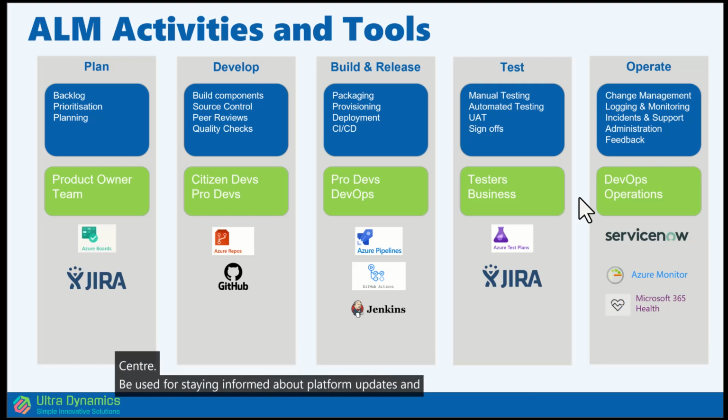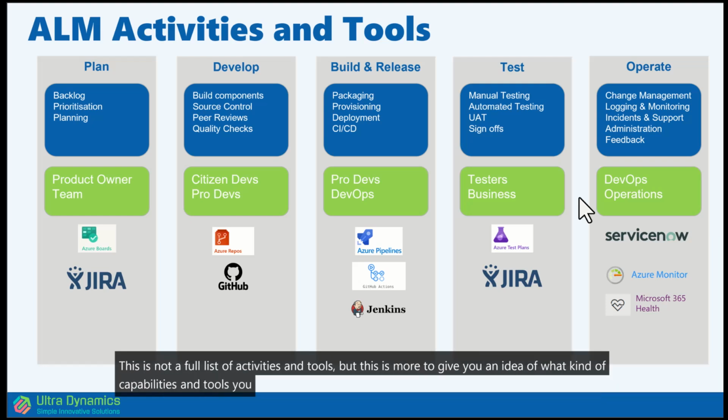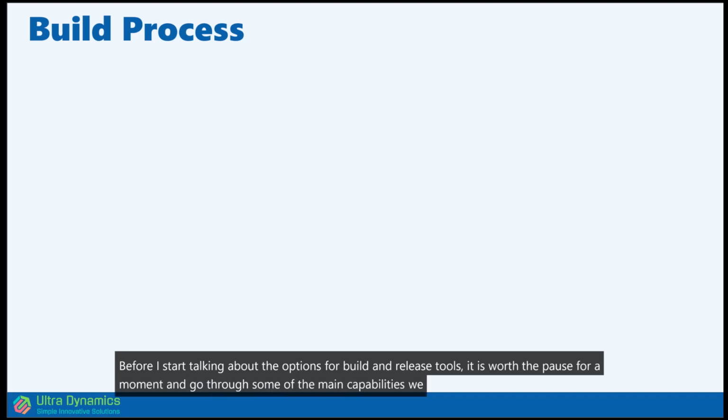This is not a full list of activities and tools, but this is more to give you an idea of what kind of capabilities and tools you will need to implement an end-to-end DevOps process. Before I start talking about the options for build and release tools, it is worth pausing for a moment and going through some of the main capabilities we expect these tools to have. Let's start with the build process.